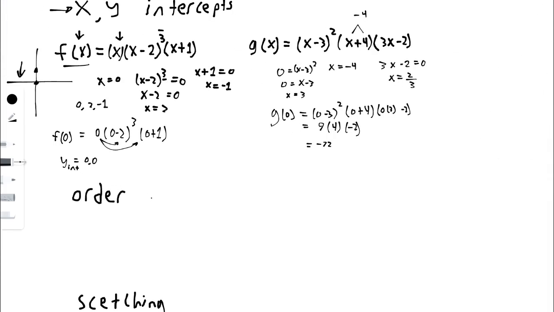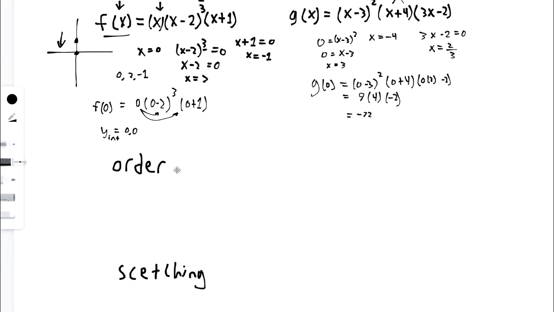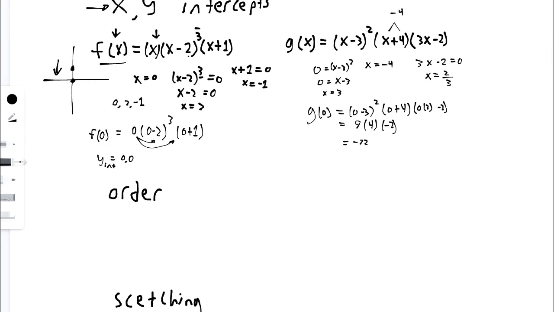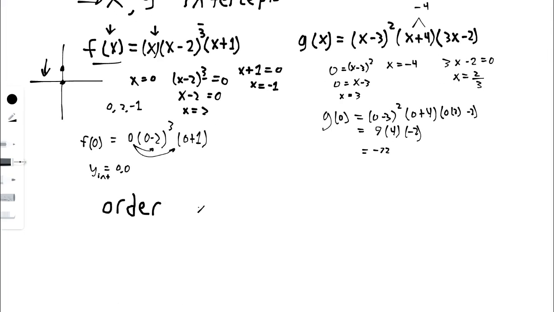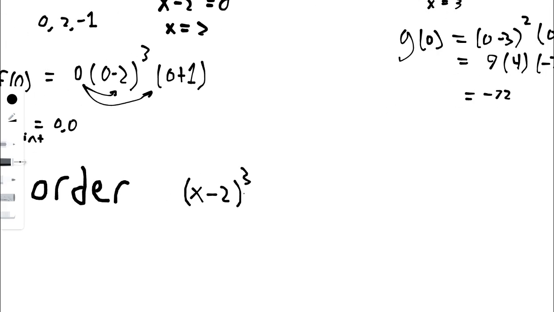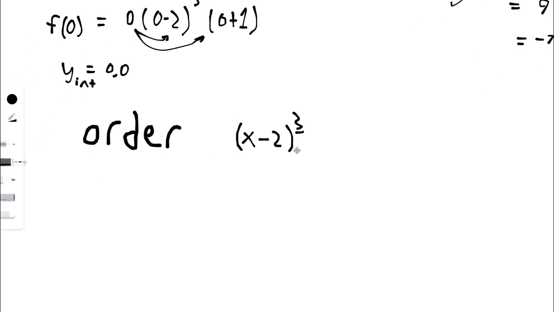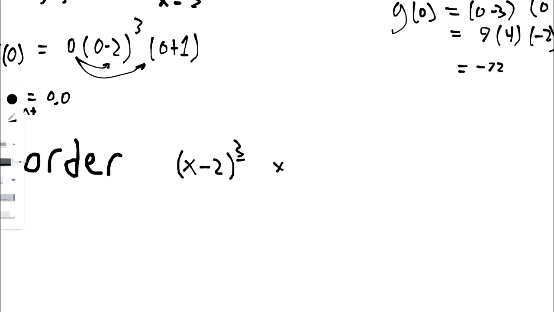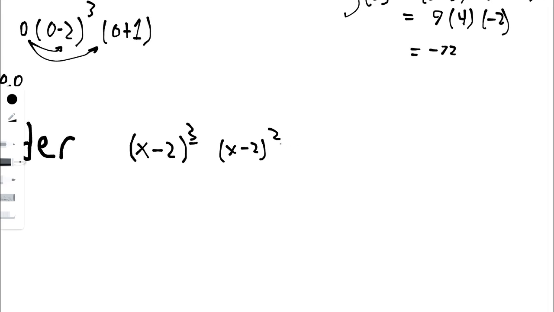So let's learn about order. So the order is basically the exponent on a root. So let's look at the top one here. So x minus 2, and then it's cubed. So this would be order 3. Okay? Well, if it was like x minus 2, and then it was squared, for example, then it would be order 2.